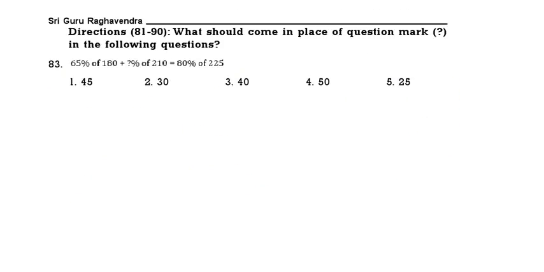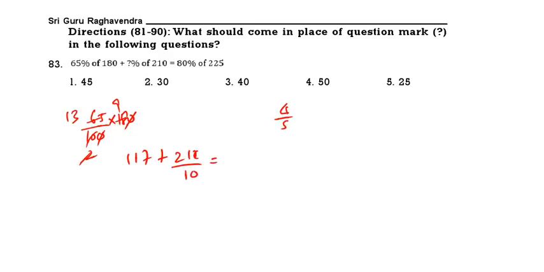Next question. 65% of 180. So what is 65% of 180? 65 by 100 into 180. 117 plus 21x by 10 is equal to 40% means 4 by 5. 4 by 5 of 225 means we are getting 180.